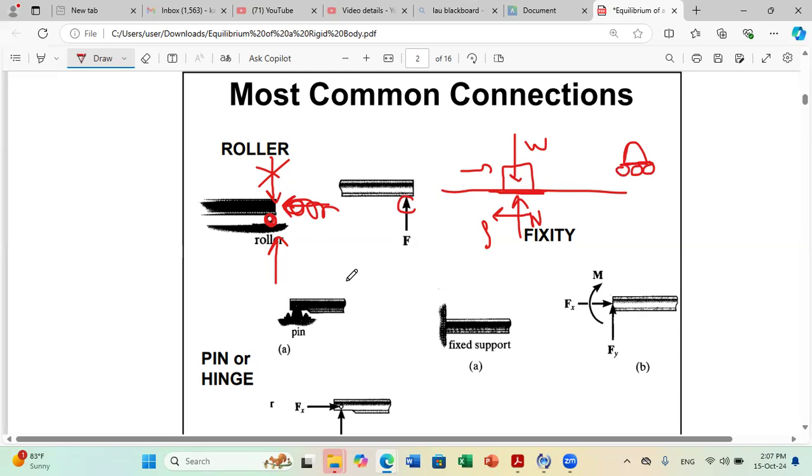So it will prevent motion vertically by developing a reaction in the vertical direction, but it will not do any action in the horizontal direction. So this is for the roller.